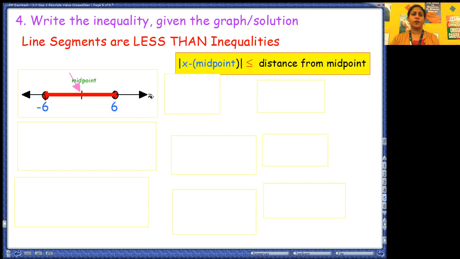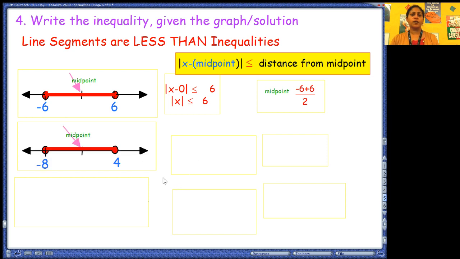So here's an example. Here we have a line segment, so you know right away that it's going to be a less than absolute value, and the midpoint in this case is 0. For those of you who don't know how to find the midpoint, you take the two numbers, add them, and divide by 2. So the midpoint in this case is 0. So you're going to say x minus 0 is less than 6. Simplify the 0, and you get that answer.